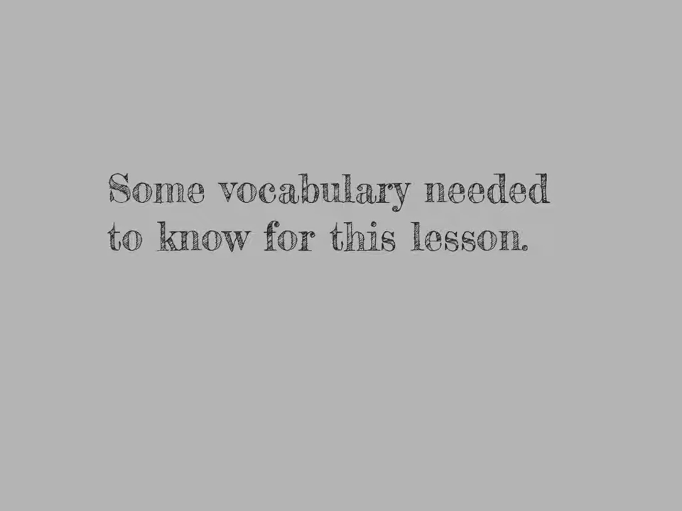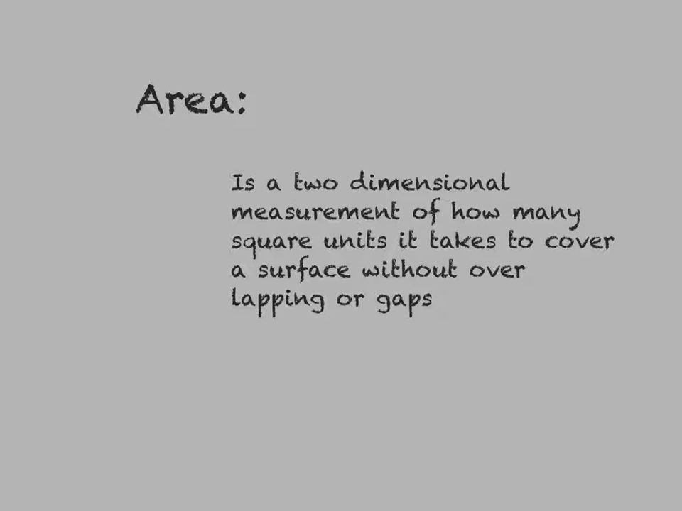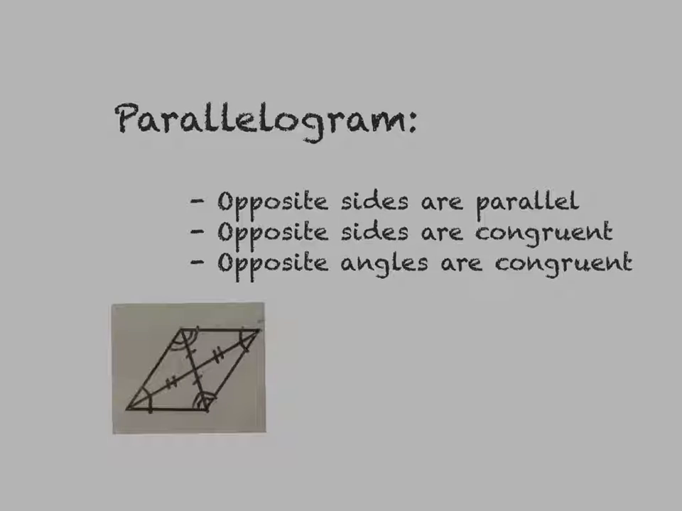Some vocabulary needed to know for this lesson. Area. Area is a two-dimensional measurement of how many square units it takes to cover a surface without overlapping or gaps. Parallelogram. A parallelogram has opposite sides that are parallel, opposite sides that are congruent, and opposite angles that are congruent.